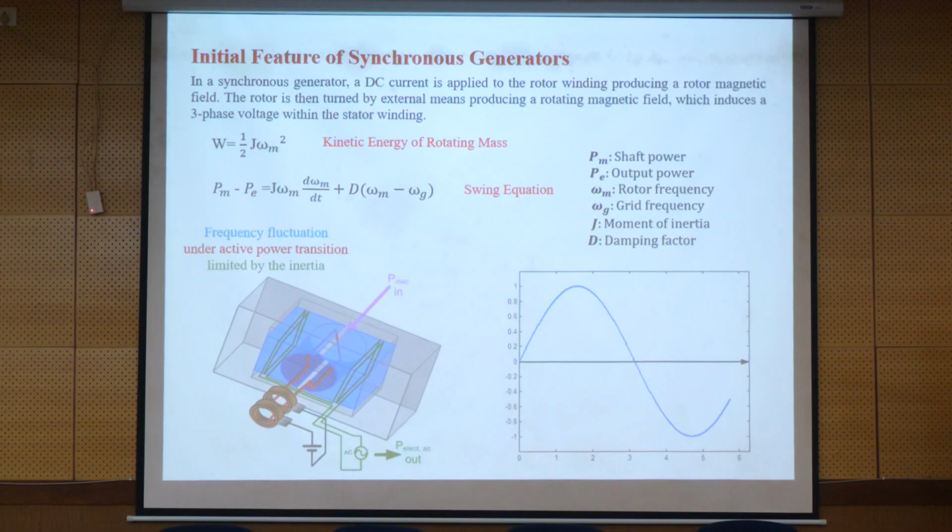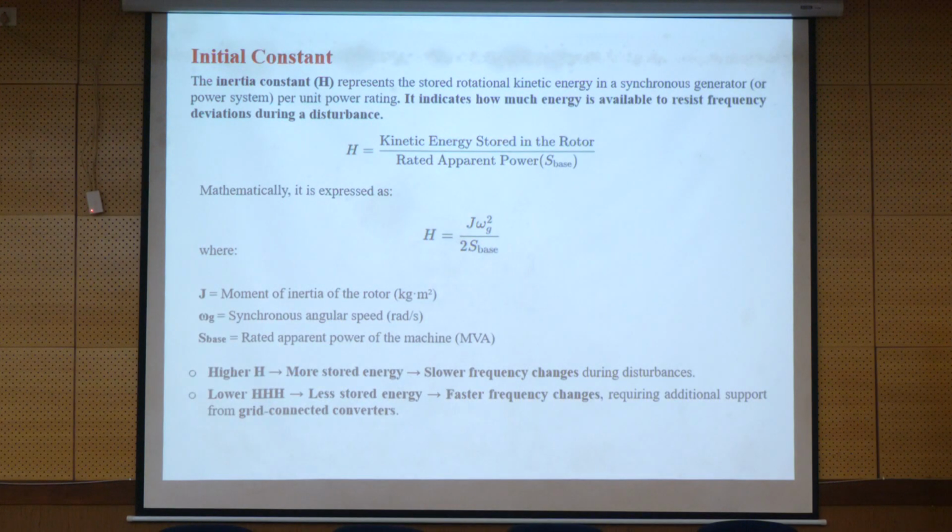In the synchronous generator, the most important equation is the swing equation, which is based on the frequency fluctuation, under active power transition, and also limited by inertia. We also talk about the inertia constant H, which provides the value of the inertia over the rated apparent power of the system. So the larger this value H is, the more inertia the system has.